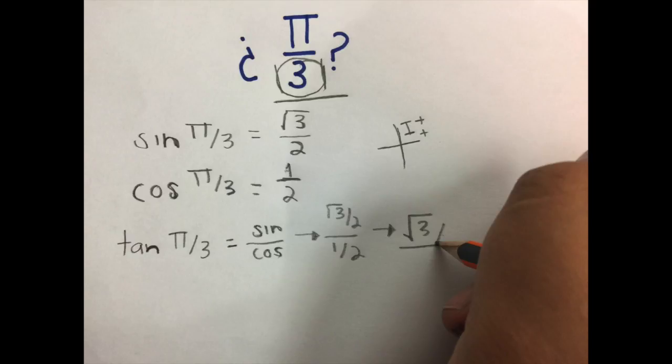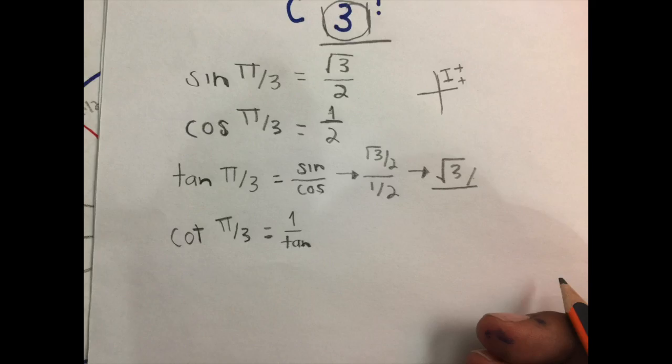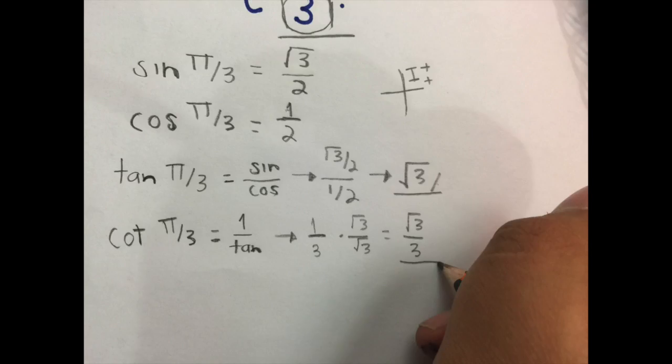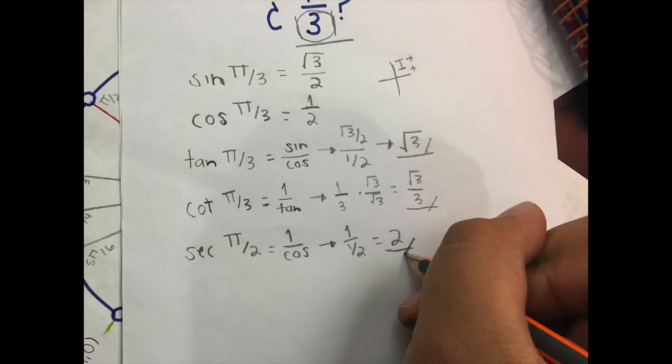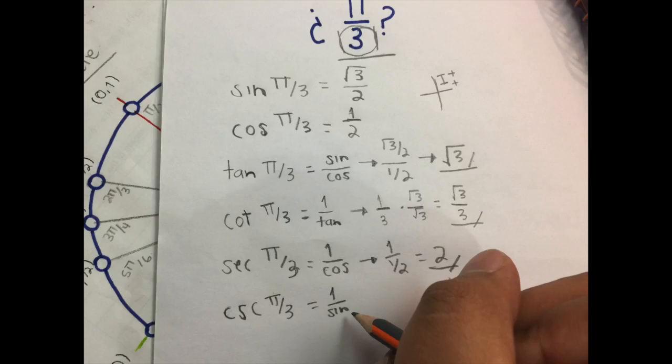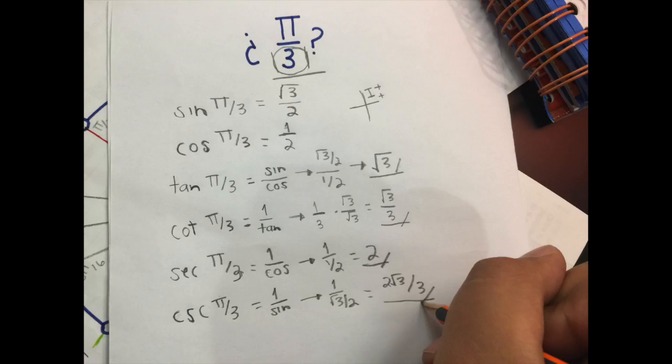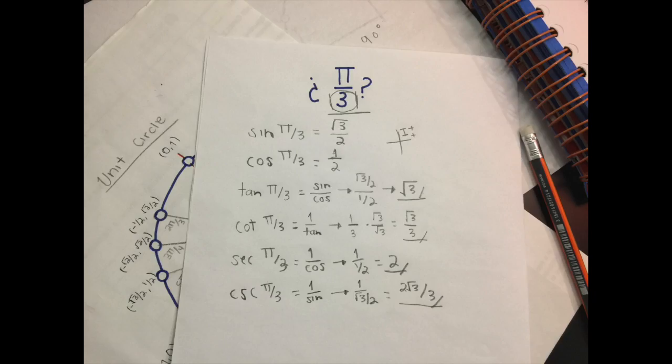Then the cotangent. The cotangent is 1 over tangent, so I made the operation and the result was √3 over 3. Then the secant is 1 over cosine, and the result is 2. And then the cosecant is 1 over sine. Then we made the operation and the result is 2√3 over 3. So this is how you can get the 6 trigonometric functions for a value smaller than 2 pi.